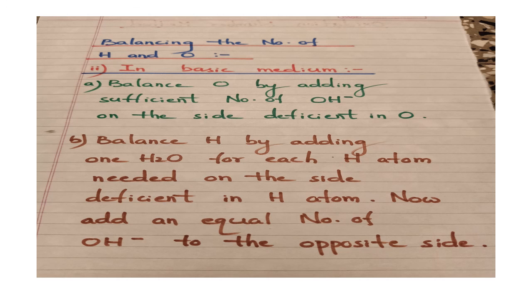If the reaction is taking place in the basic medium, that time balance O by adding sufficient number of OH minus ion on the side where shortage of O is there. Afterwards, balance H by adding 1 H2O for each H atom needed on the side deficient in hydrogen atom. At the end, now add an equal number of OH minus ion to the opposite side.